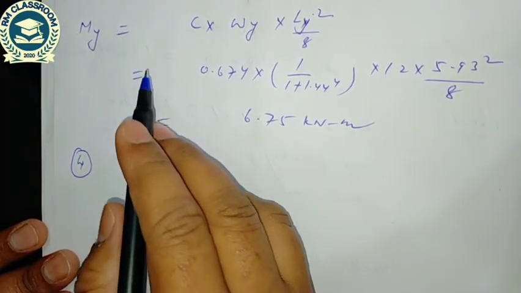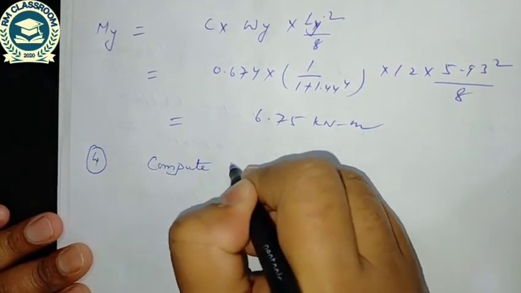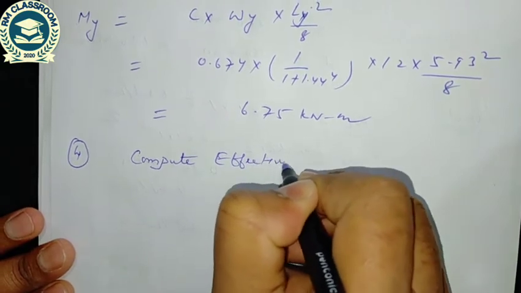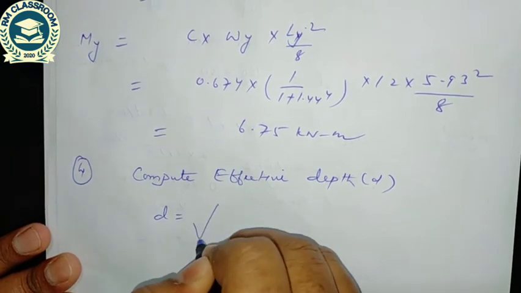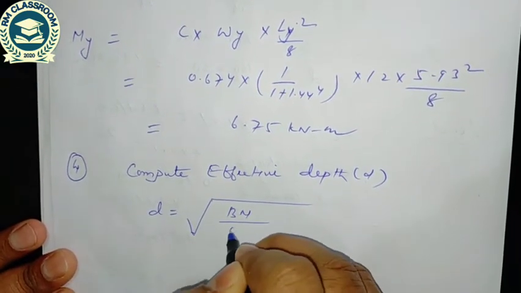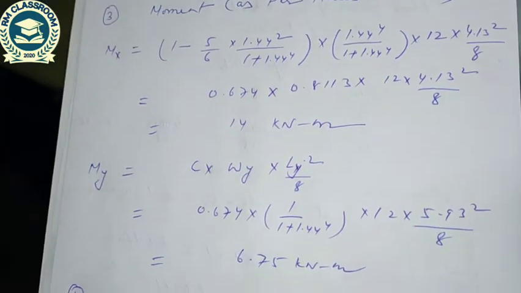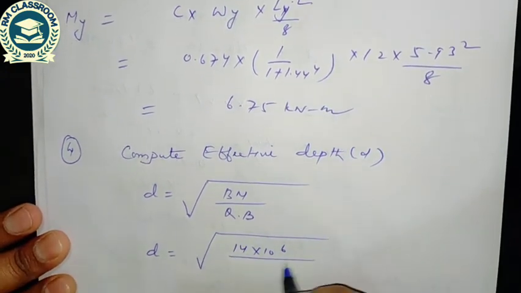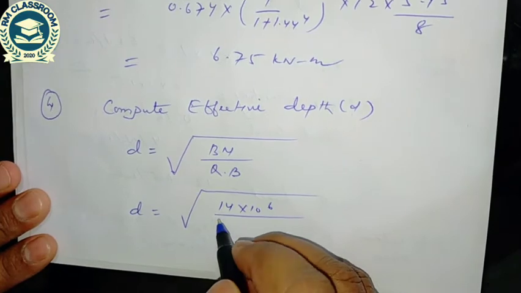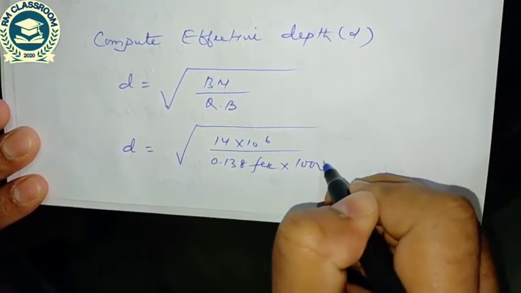So once we have computed the moment in x and y direction, compute the effective depth d. So effective depth can be computed as bending moment divided by Q into b, and we have to take the maximum bending moment. So effective depth can be computed as square root of 14 into 10 to the power 6 divided by Q, which for Fe 415 grade of steel is 0.138 fck into 1000. So compute the value of effective depth.